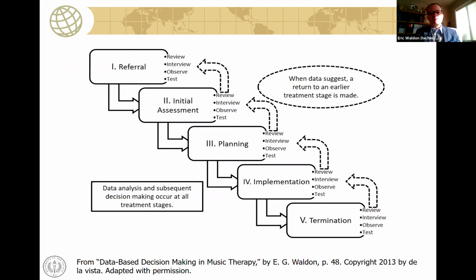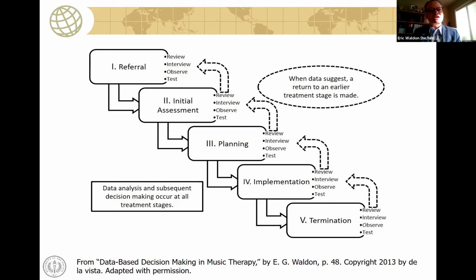So this is the full model, the full database decision-making model. And again, in the spirit of accommodation, I will be describing this image. So what we have here are the 5 stages, each represented by a different box, and they're arranged in a descending stair step form. The first stage, the first stair step, is referral. The second one is initial assessment. The third descending stair step is planning. The fourth is implementation. And the final stair step is termination.